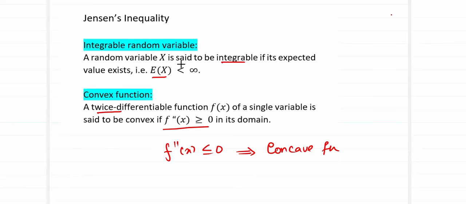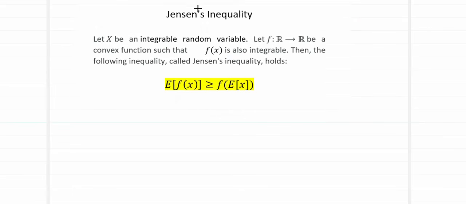Now, using these two definitions, we move on to define Jensen's inequality, where X is an integrable random variable. So E of X has to exist for my random variable X. And let f be a function from R to R, a convex function such that f of X is also integrable. Then Jensen's inequality says that the expected value of f of X is greater than or equal to f of E of X. So this is for your convex function.